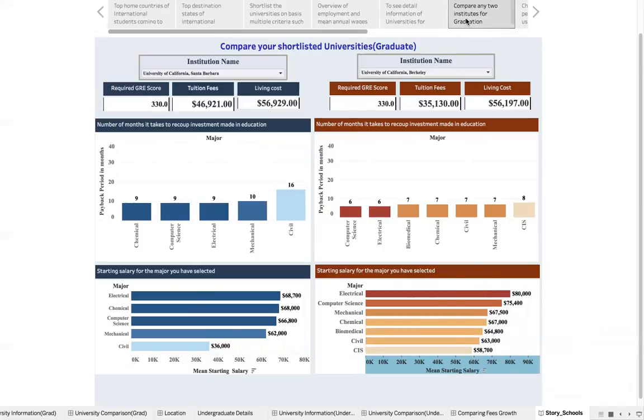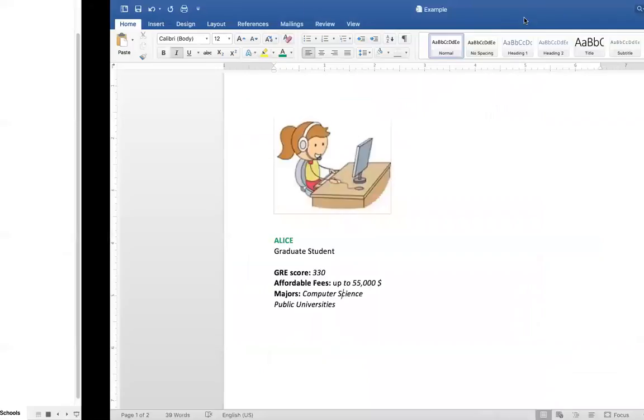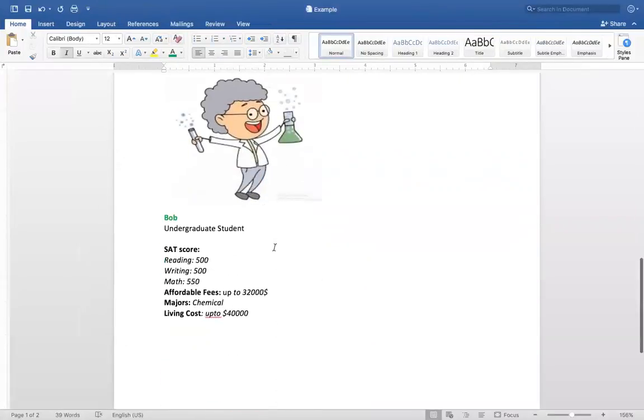Now let us consider an example for an undergraduate student. This is Bob, and Bob is looking for his undergraduate studies in chemical engineering, and he can afford fees of around 32,000 US dollars, and he is looking for a state in which the living cost will be not more than $40,000, and his scores in SAT reading, writing, and math are 500, 500, and 550 respectively.